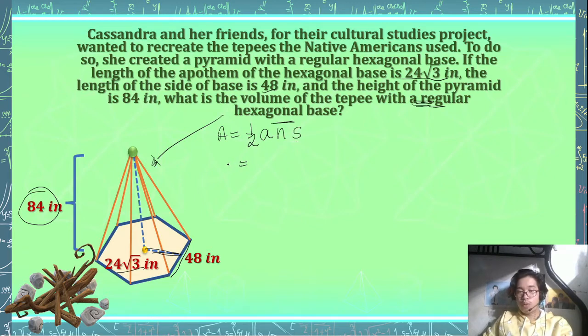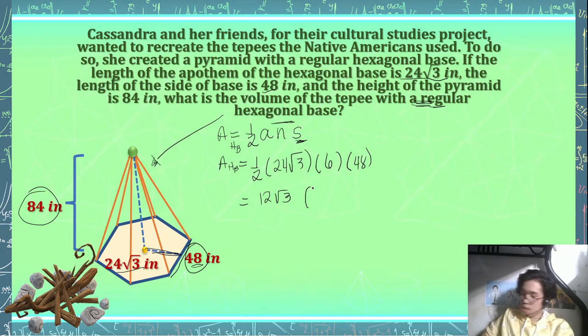And for this problem, the area of the hexagonal base, which we can call HB, is going to be equal to 1/2 multiplied by the apothem, which is 24 square root of 3, multiplied by the number of sides, which is 6, and multiplied by the side measurement as well, which is 48. So therefore, grade 8 students, this is going to give us 12 square root of 3, because that cancels out, multiplied by 48 and 6.